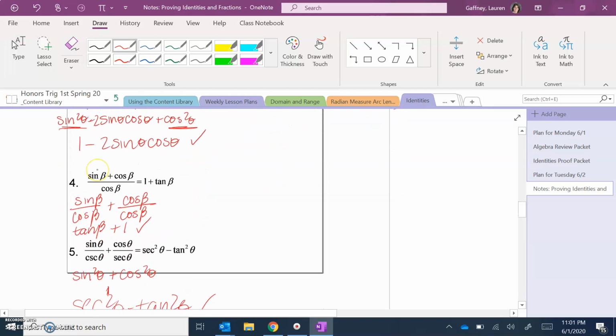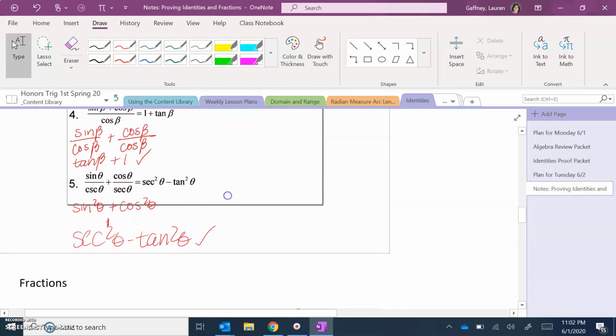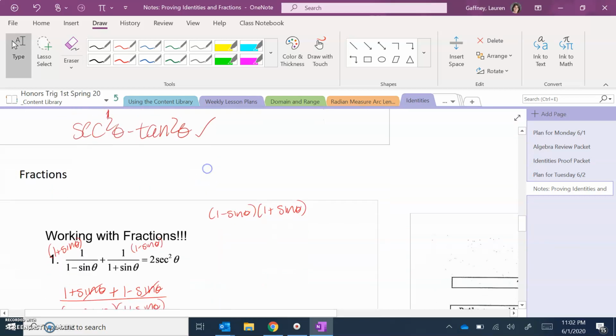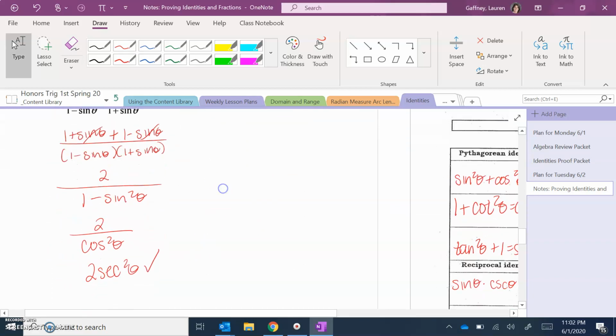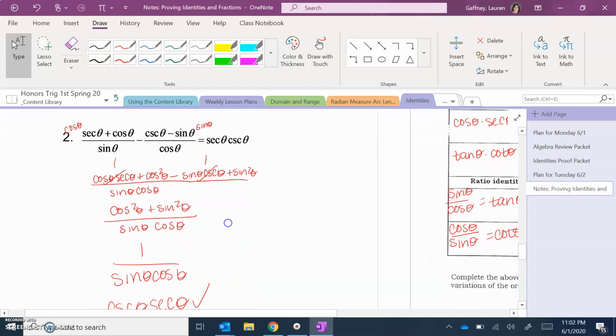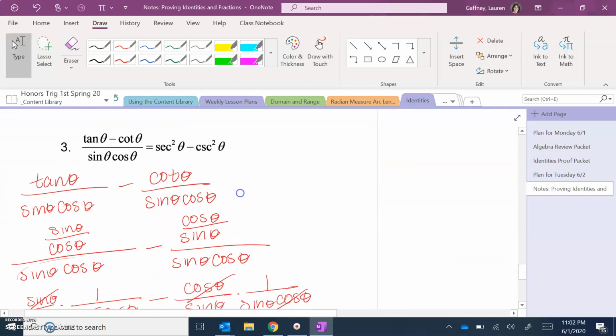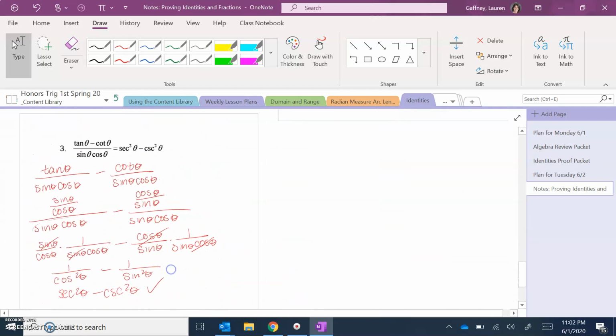Here's the tip or the trick of splitting up your fraction. That could be helpful. Here, I technically got things in terms of sines and cosines again. Creating a common denominator could be helpful. Another common denominator. And then splitting a fraction again. Okay, so these are just some examples to help you along the way.